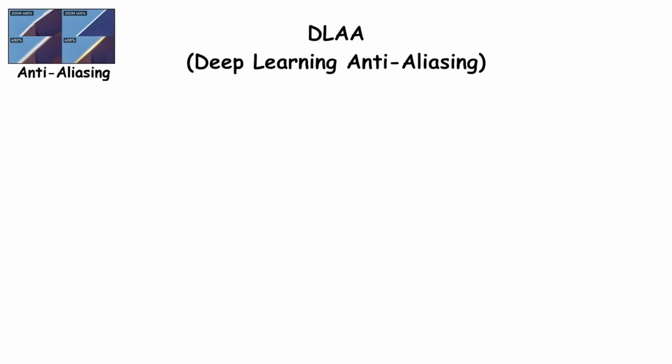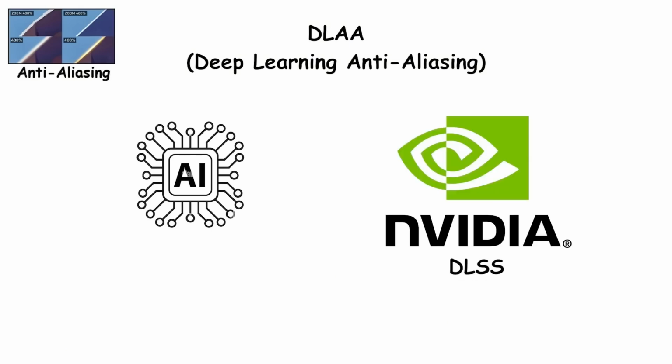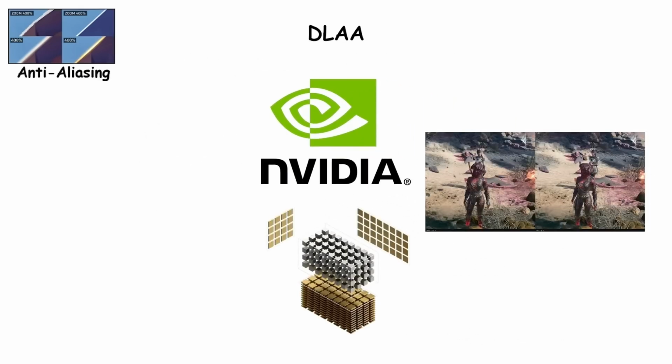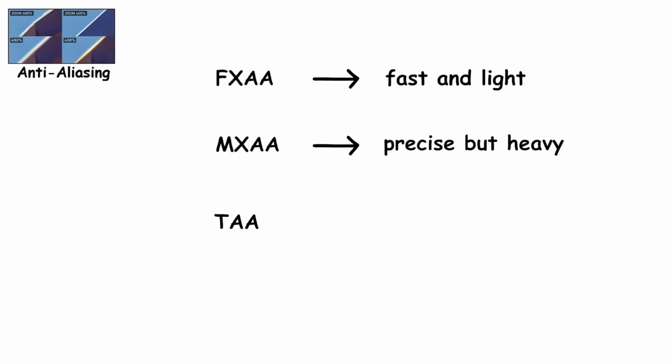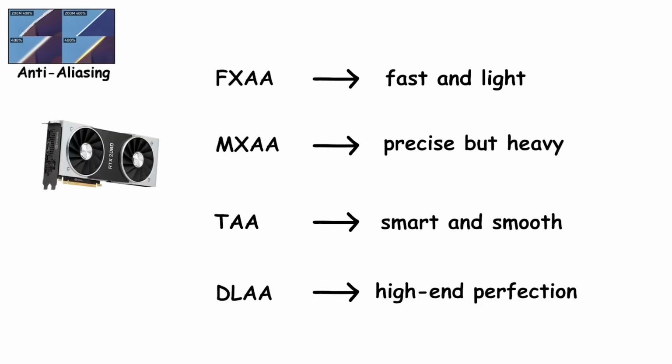DLAA, or Deep Learning Anti-Aliasing, uses AI techniques similar to NVIDIA's DLSS, but at native resolution. No upscaling, no shortcuts. It uses NVIDIA's Tensor cores to clean up edges with machine learning. More demanding on hardware, but on RTX cards, the result is almost flawless. FXAA is fast and light. MSAA is precise but heavy. TAA is smart and smooth. DLAA is high-end perfection. The right choice depends on your GPU and your priorities.